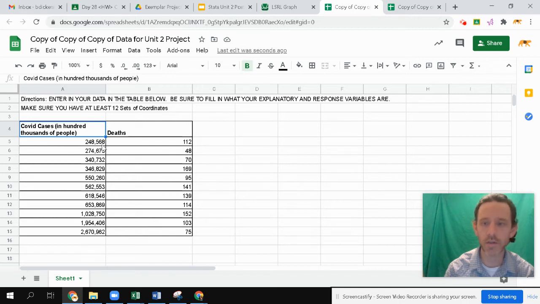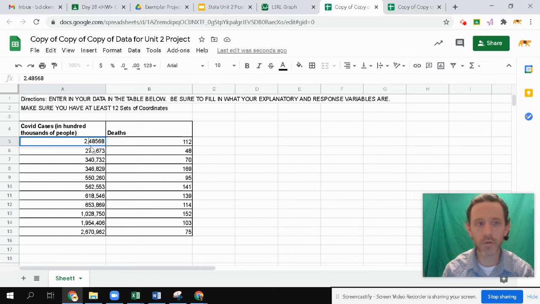So I'm not going to write this all the way out. I'm going to say, because this is 248,000 and the units are in hundreds of thousands, at the 100,000 mark, I'm going to put a decimal. So it's 2.48568 hundreds of thousands. Okay, and that's legit.